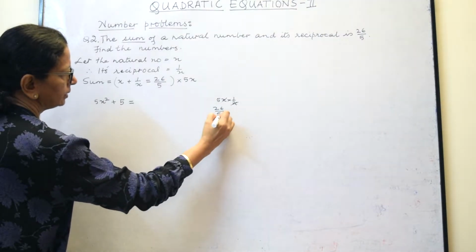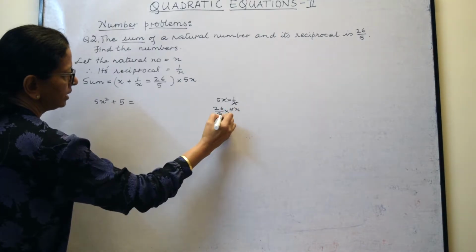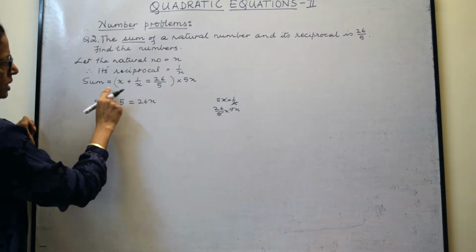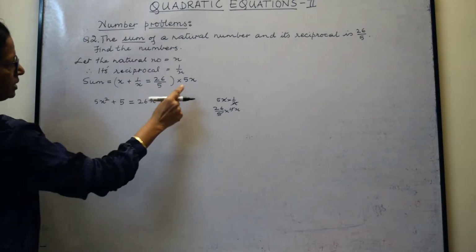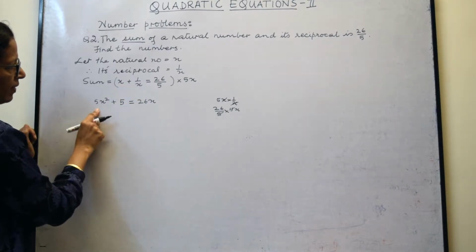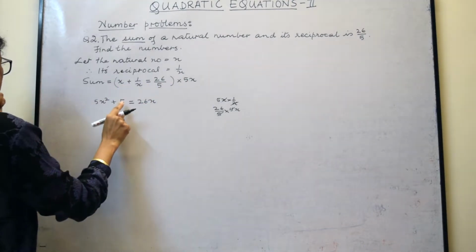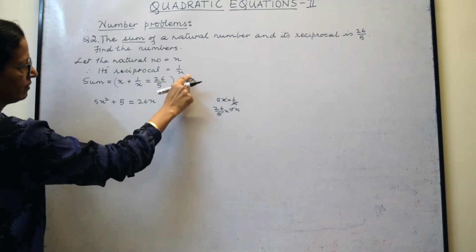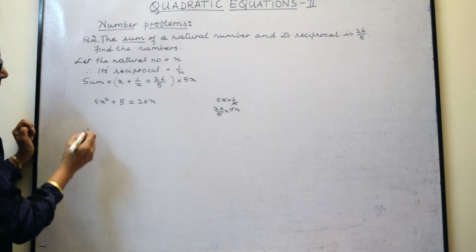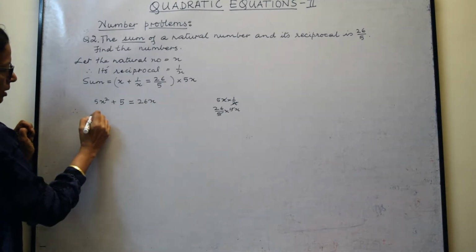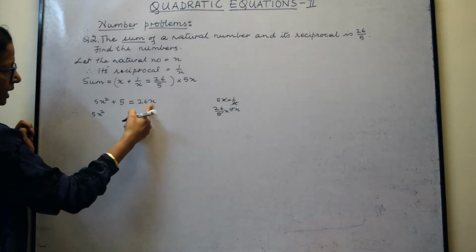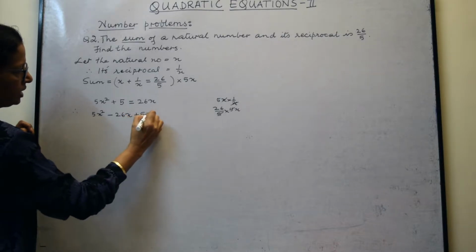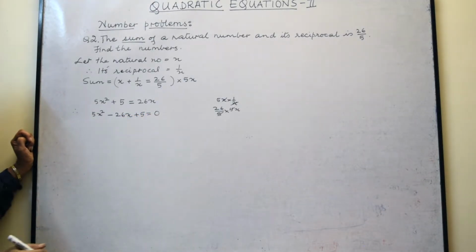So let us check if you can do this mentally. So it becomes 26x. Initially you could do this. If you are confused, after that you can just do it mentally. So 5x multiplies x, it becomes 5x squared. 5x multiplies 1 upon x, it becomes 5 because x gets cancelled, and 26 upon 5 multiplies 5x, so 5 gets cancelled and we'll have 26x. So now that we have 5x squared, I will take the x terms to the left hand side: minus 26x and plus 5 equal to 0. This becomes a quadratic equation.